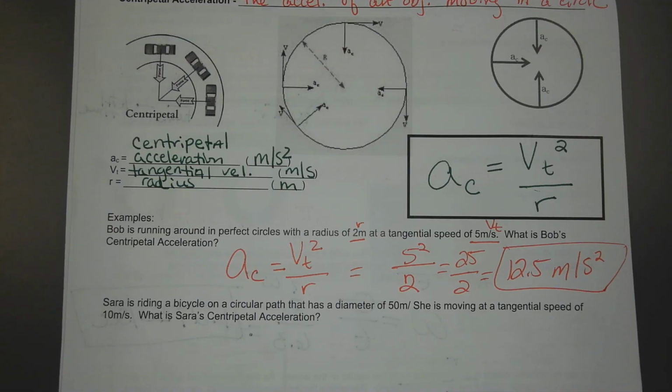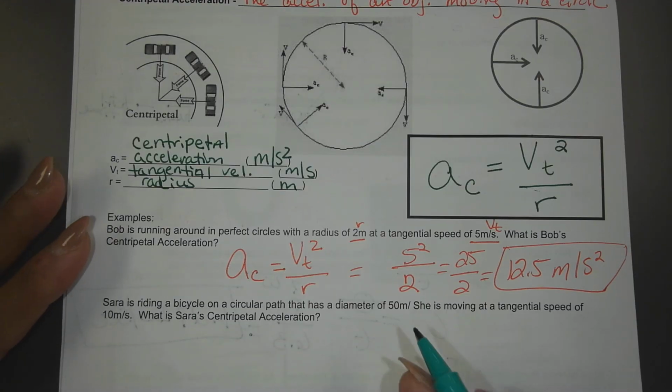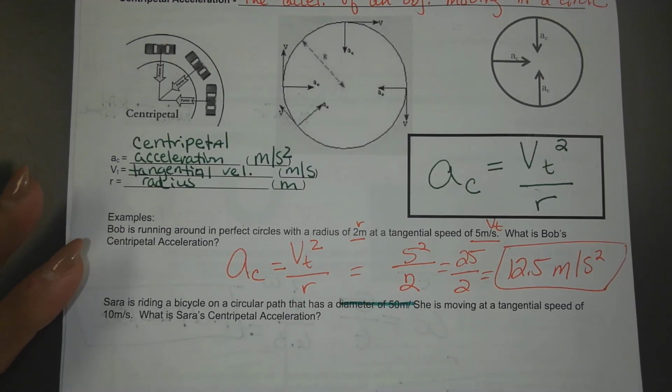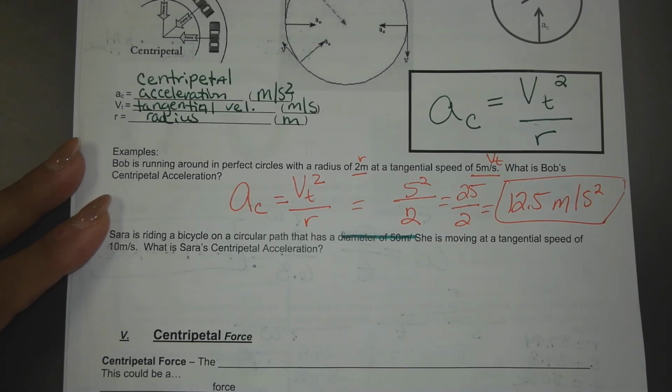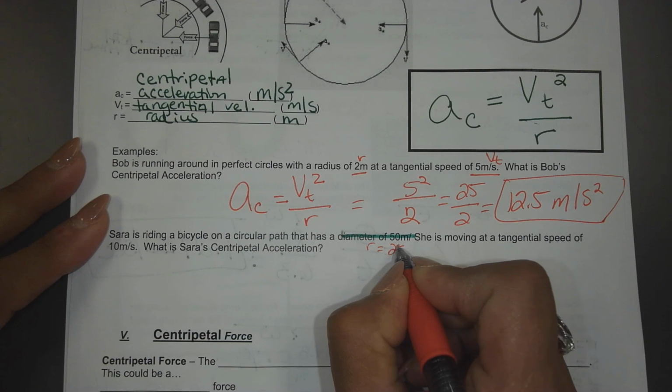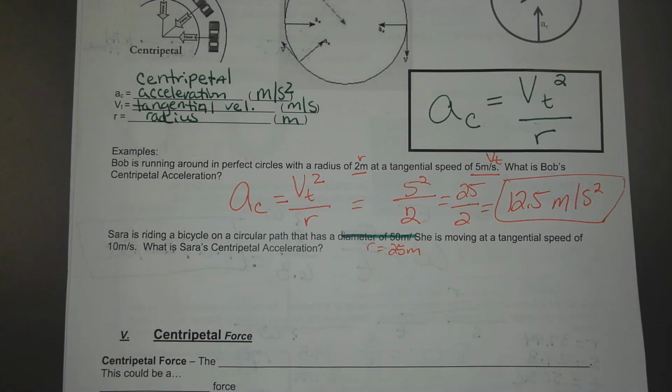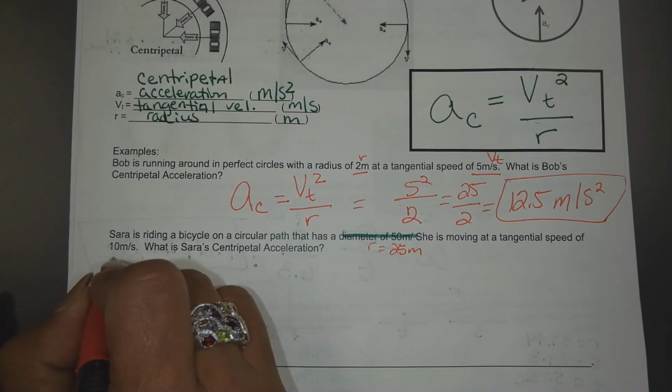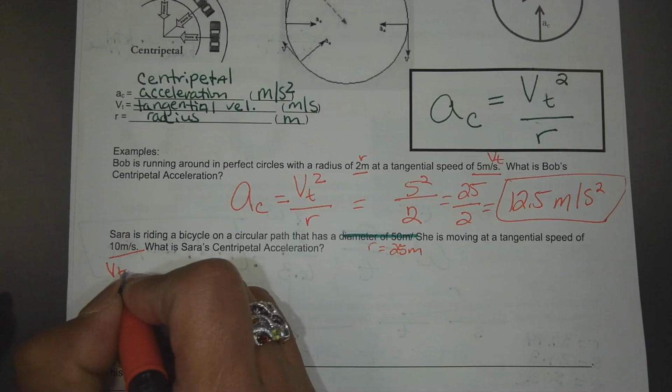The next question, though, they try to trick you because they told me that Sarah has this bike that she's riding in a circular path, but they told me the diameter is 50 meters. We do not use diameter, we use a radius. So the radius is 25. That is the number I need. Do not let them throw you off. It also told me that her speed is 10 meters per second, or tangent velocity.